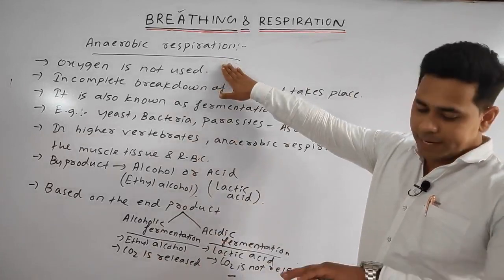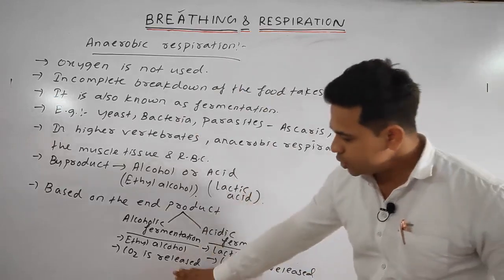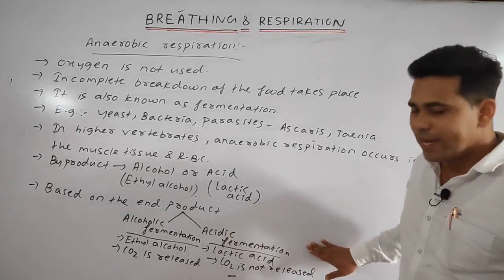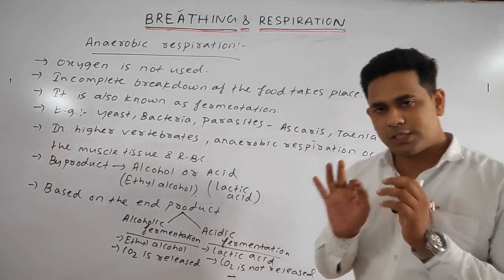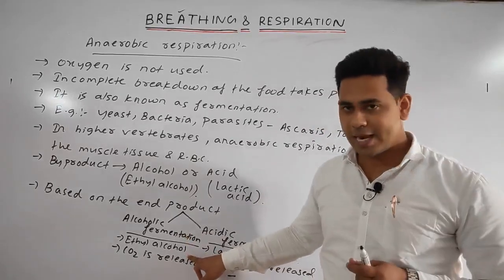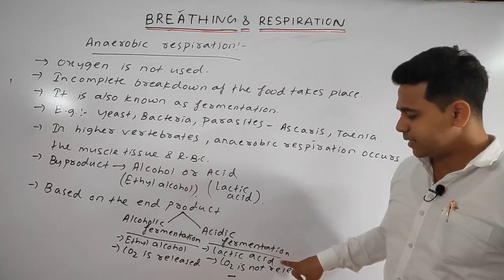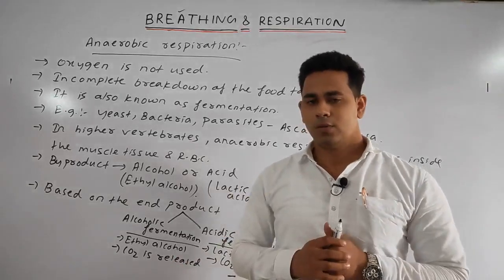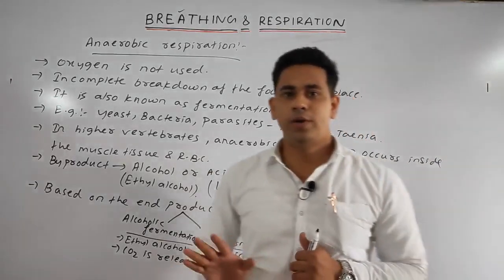Okay, the fermentation process is divided into two types: alcoholic fermentation and acidic fermentation. If alcohol is produced as the end product, then it is known as alcoholic fermentation. If acid is produced as the byproduct or end product, then it is known as acidic fermentation. Just a simple thing. In alcoholic fermentation, the end product is ethyl alcohol, and in acidic fermentation, the end product is lactic acid. In the case of ethyl alcohol, CO2 will be released, and also energy obviously will be released, but in acidic fermentation, CO2 will not be released.